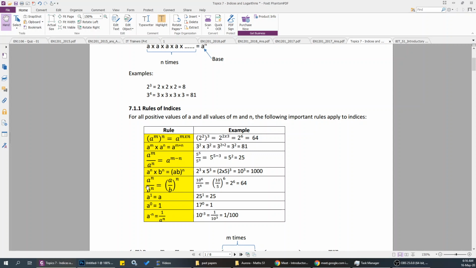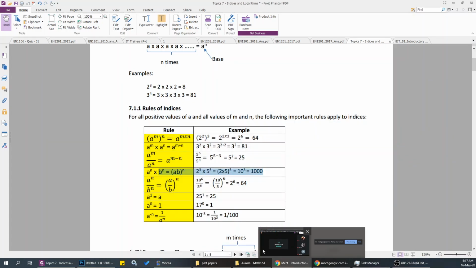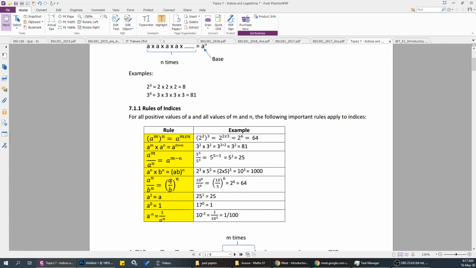Yeah, and then we have a to the power n over b to the power n, and here also you can see that the indices are common or the same, but we have different bases. In that case, we can write the bases within a single bracket just like this, a over b, and raise the whole thing to the power n. The example is here: 10 to the power 6 over 5 to the power 6 can be written as 10 over 5 whole thing raised to the power 6, right? Then you can do the simplification within the bracket just like this. 10 over 5 should be 2, and the answer is 2 to the power 6.